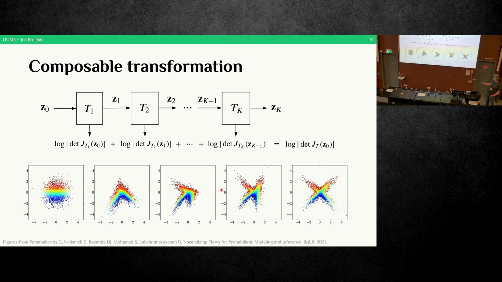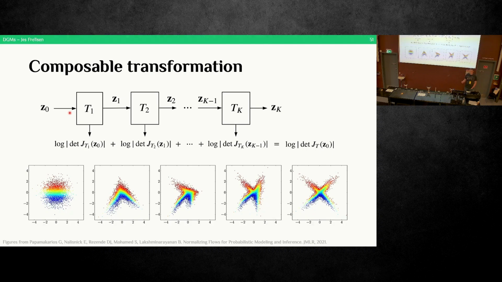And the nice thing is that if I want to calculate the log determinant Jacobian of this full transformation, I can just calculate the log absolute determinant of the first transformation, and then add the log determinant Jacobian of the next transformation evaluated at Z1 after applying the first transformation, and so on. I just keep evaluating these and summing them together, and then I get the log determinant of the full transformation evaluated at my starting point.